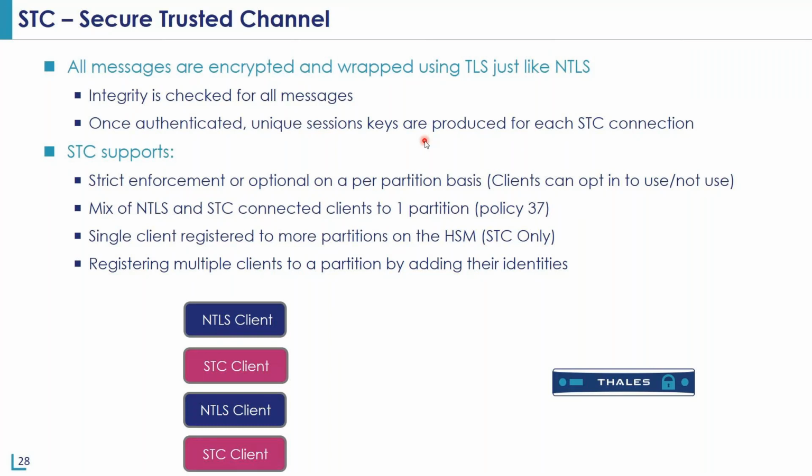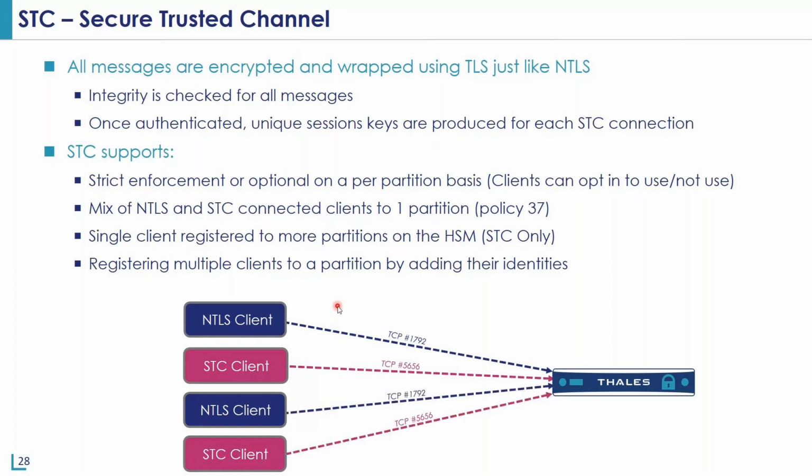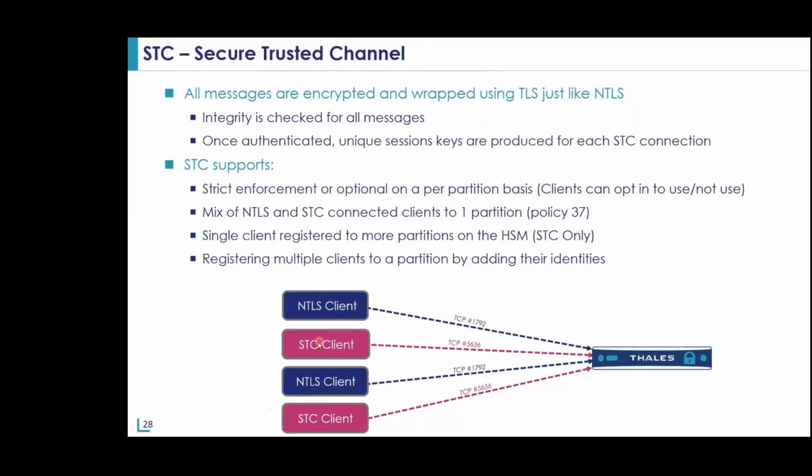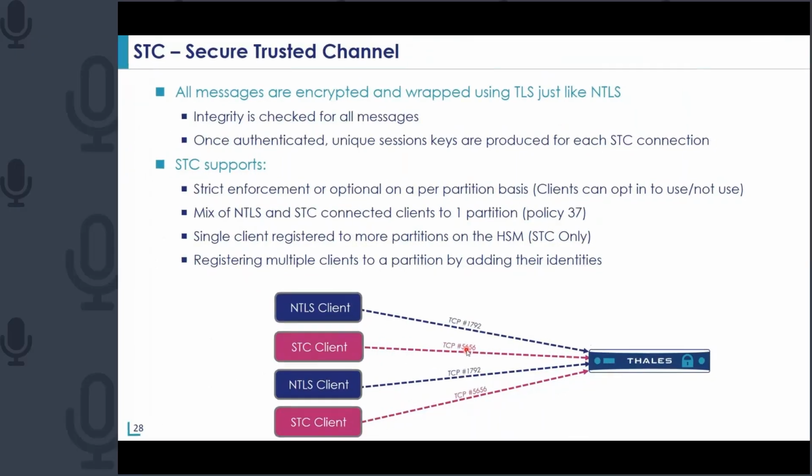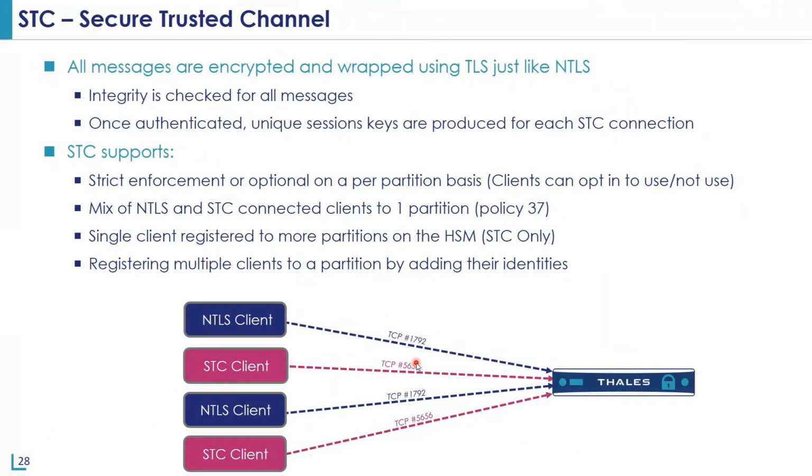The communication between one client and one HSM can be either NTLS or STC. So it cannot be both. It can either use NTLS port 1792 or it could use STC port number 5656. At a given time, your HSM can talk to both kinds of clients. It can talk to an NTLS client, it can talk to an STC client, but one HSM, one client interaction will be either NTLS or STC. It cannot be both.